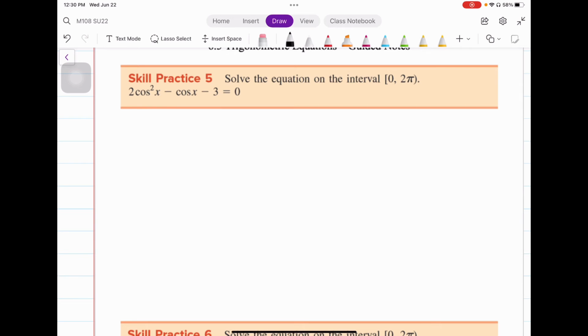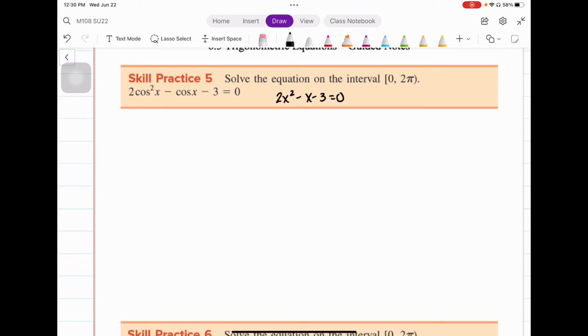Looking at this trigonometric equation, I see some powers. And if I think about this as just variables, that looks like something that I would factor. If this was, let's say, 2x squared minus x minus 3 equals 0, I would solve that using factoring. So I'm going to do the same thing. I'm going to factor this expression and then solve it using the zero product property.